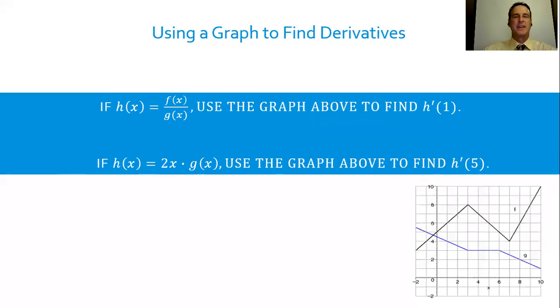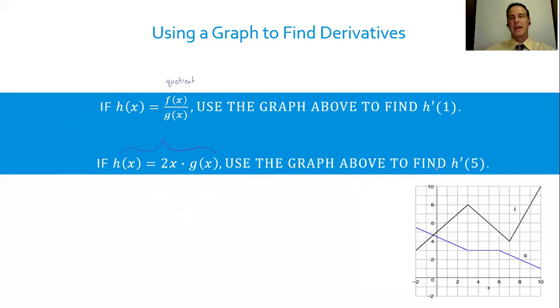All right, here's the last one. Same idea. The only difference is I have a quotient rule here. Okay, so h of x equals f of x over g of x. Use the graph instead of a chart to find h prime of 1. Okay, then do this, guy. It's a brand new problem.